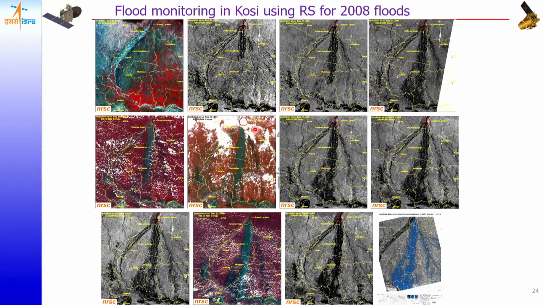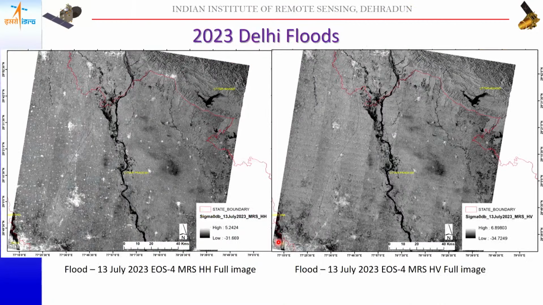So this is for the 2008 Kosi floods in Bihar, when there was a breach at the barrage on the Indo-Nepal border. It was a long-duration flooding where RADARSAT data and TerraSAR data plus cloud-free optical data have been used to quantify and monitor the progress of the floods due to breakage of this barrage.